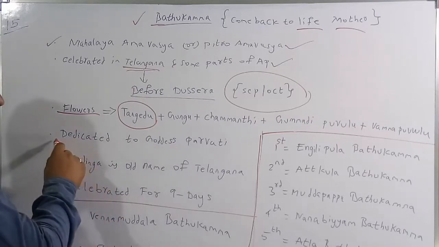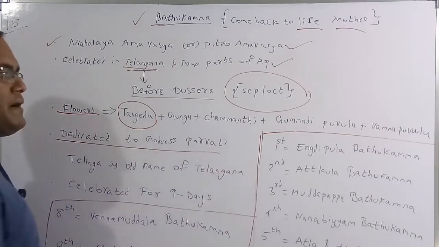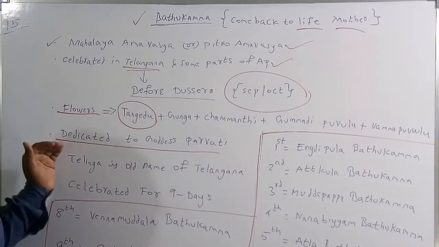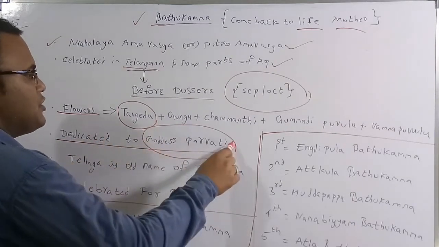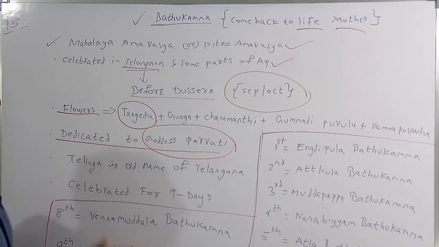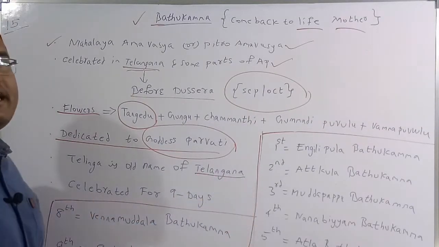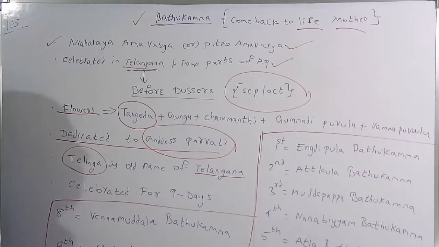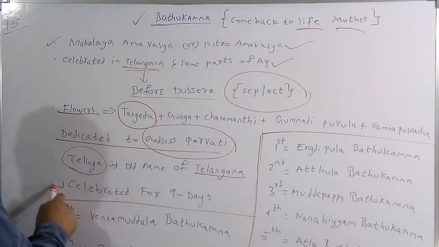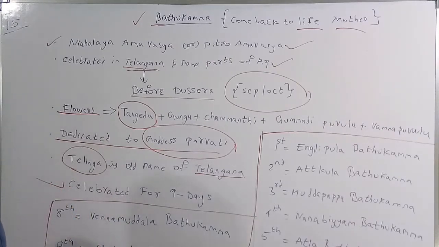This festival is dedicated to the goddess Parvati. The festival name is Batkama festival. The old name of Telangana is Tilinga. So Tilinga is the old name of Telangana, and this Batkama festival is celebrated for 9 days.